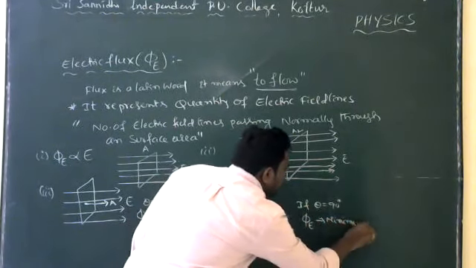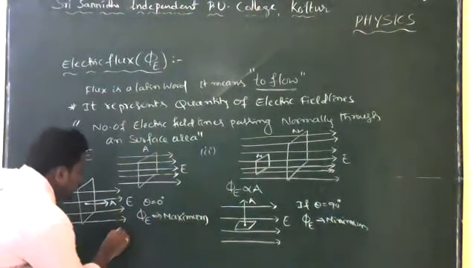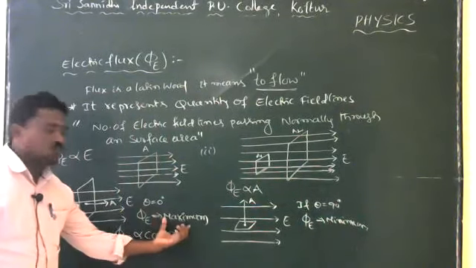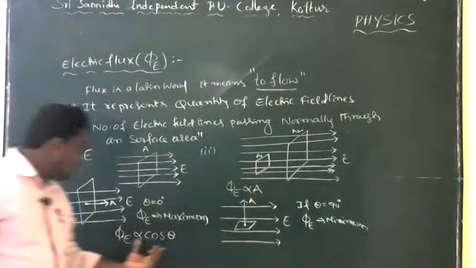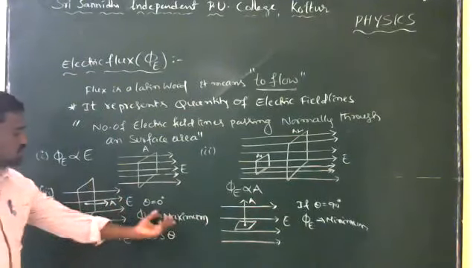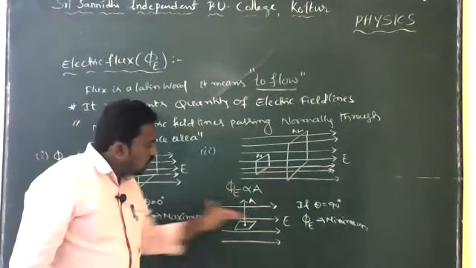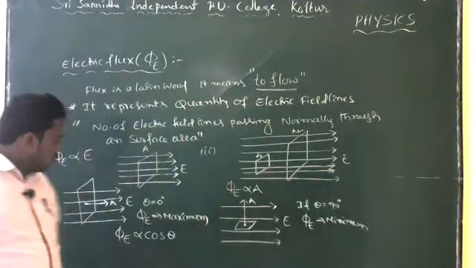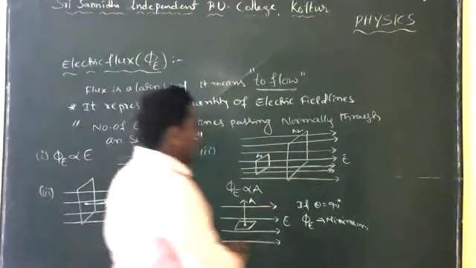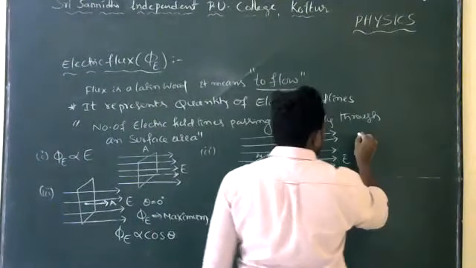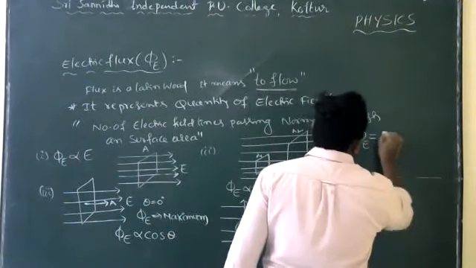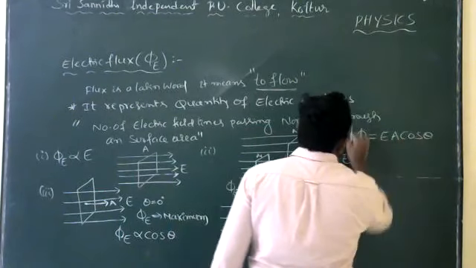So by using these three relations, electric flux is directly proportional to cos theta. Cos 0 degrees is 1, so that is maximum. Cos 90 degrees is 0, so that is minimum. Theta equal to 0 means A is in the direction of the electric field, so flux is maximum. If A is perpendicular to the electric field, flux is minimum. By combining these three equations, the final equation is: electric flux phi E is equal to E A cos theta.